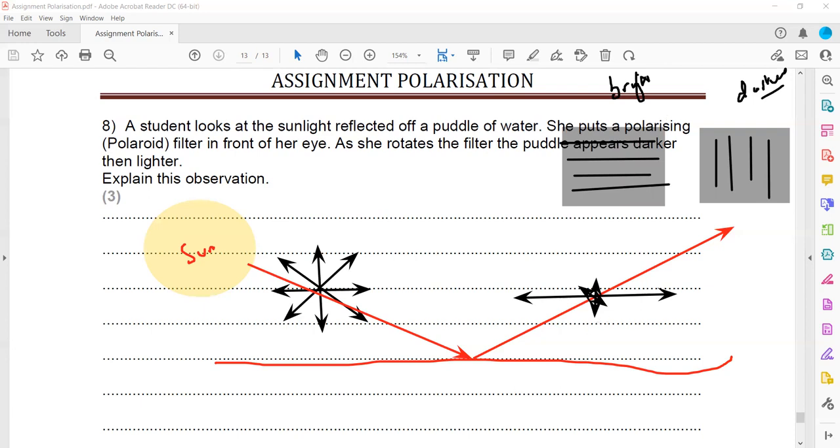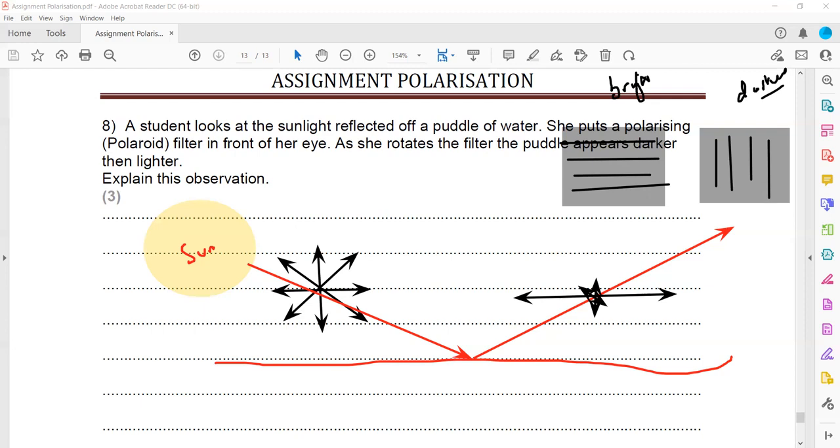So what is the reason for that? Reflected light is polarized light. That will give you 1 mark. Then polarized light is the one in which the vibrations or oscillations are in one direction, which is perpendicular to the direction of the wave. And as we are rotating the polarizing filter, if the planes are parallel, it will appear light, but if the planes are perpendicular, it will appear dark.